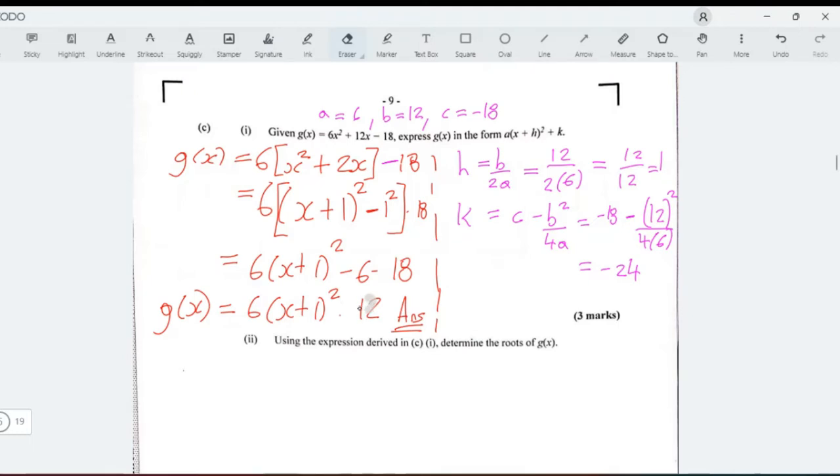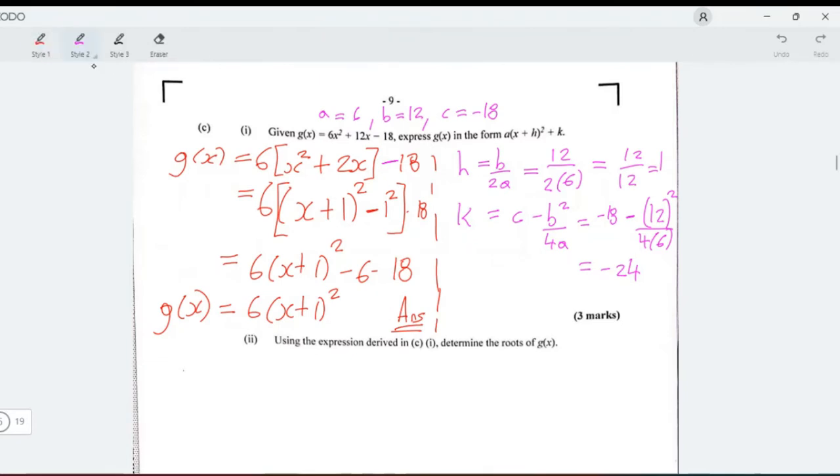But it's a similar thing with the factorization method. It's just that I saw a plus when there was no plus there. It was a minus. So this was supposed to be minus 24. So with this method, notice you're still going to get the same answer. G of x being a 6, in bracket x plus h, h we said was 1, square plus k, and k is minus 24. Any way you want to use, it's fine.